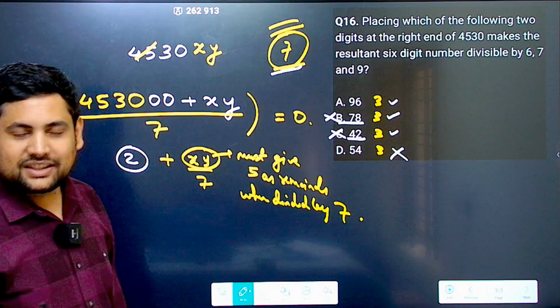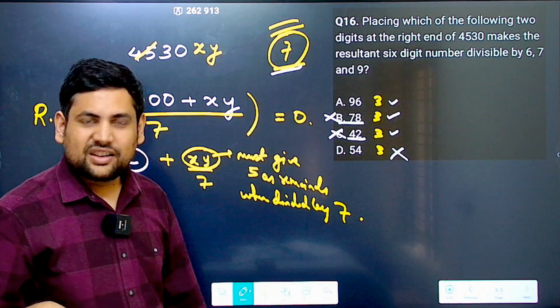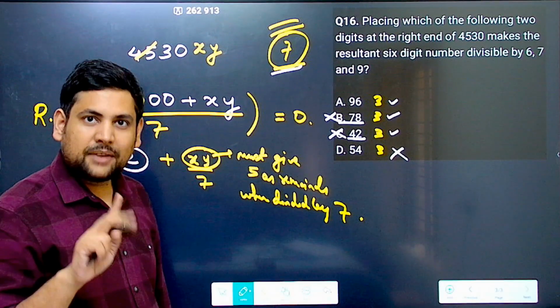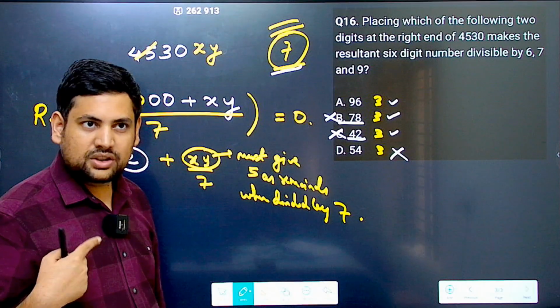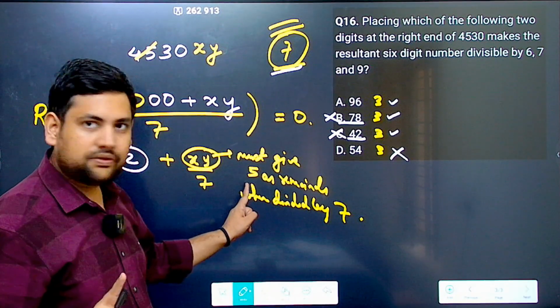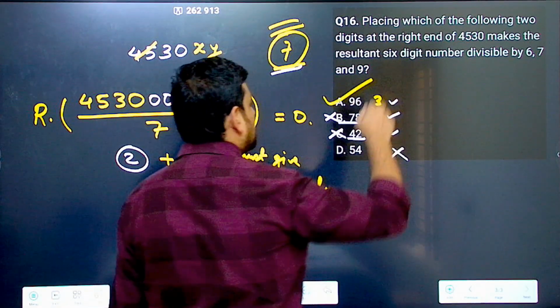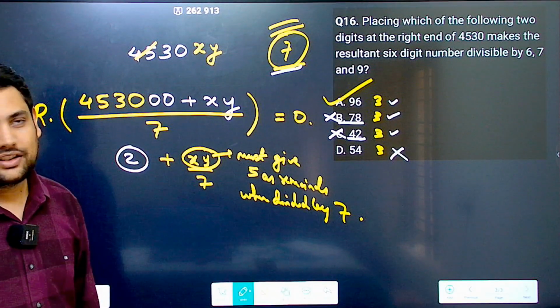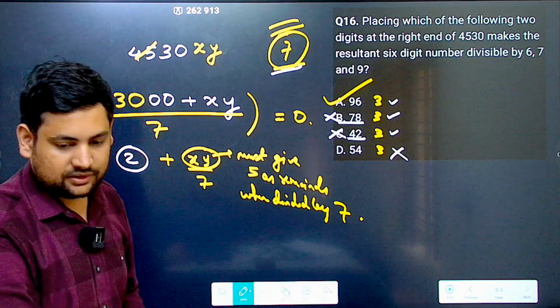Then 96, how many times this goes? 7 goes 1 time, 2 remains with 26. This goes 3 times, 21, 5 remains. 5 is the remainder. 5 is the remainder that I am looking for. Answer becomes A, 96. Okay, that's it.